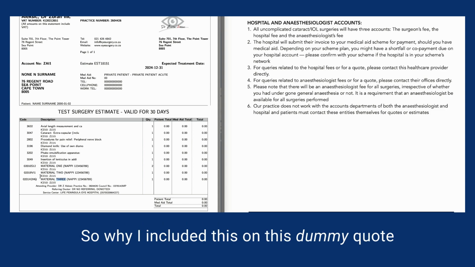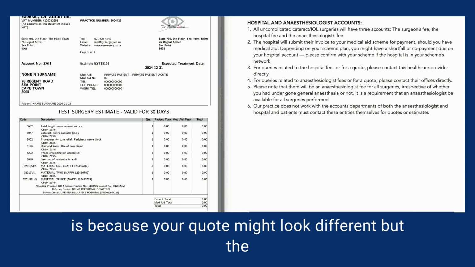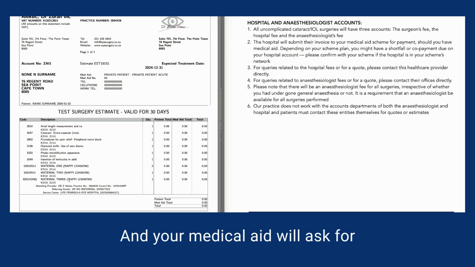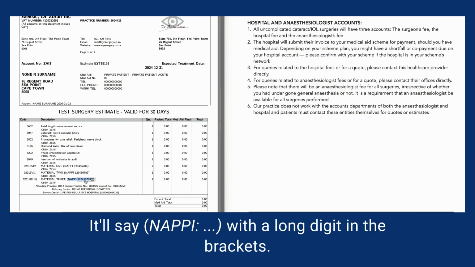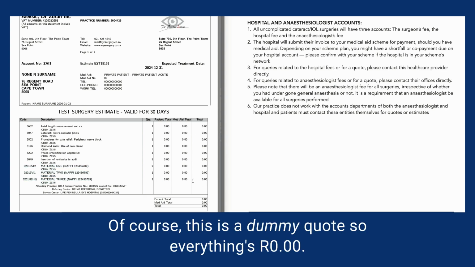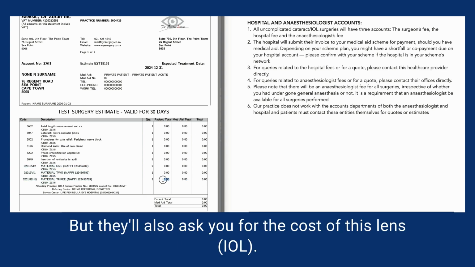So why I included this on this dummy quote is because your quote might look different, but the lens, for example, would be included under the 0201 code, and your medical aid will ask for the NAPI code of that material. You'll see it in brackets, it'll say NAPI with a long digit in the brackets. Of course, this is a dummy quote, so everything's 0, but they'll also ask you for the cost of this lens.